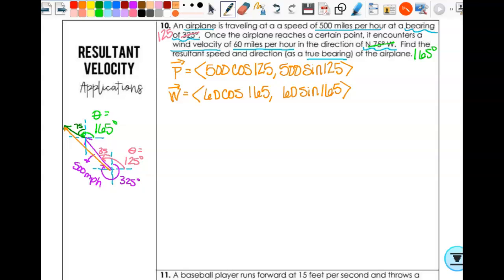So now that we have each vector written, what do we do with them? Add them together and do what in the calculator? Save them. Yes, so add them together and store them. I would just store them in A and B. But make sure that you store them.